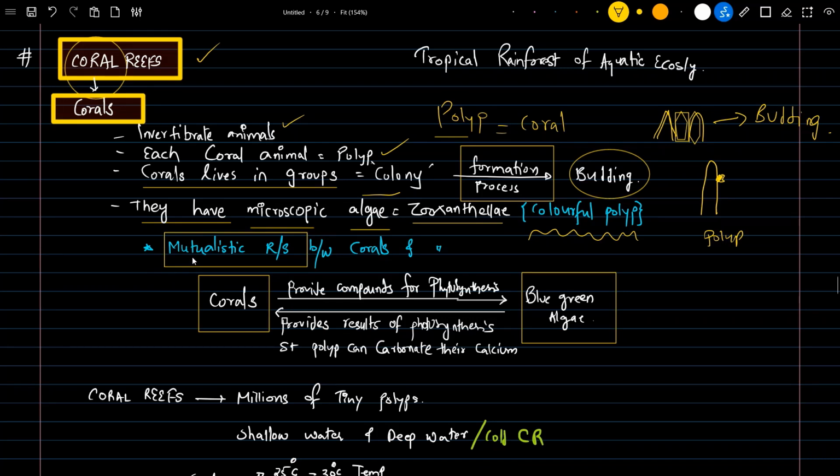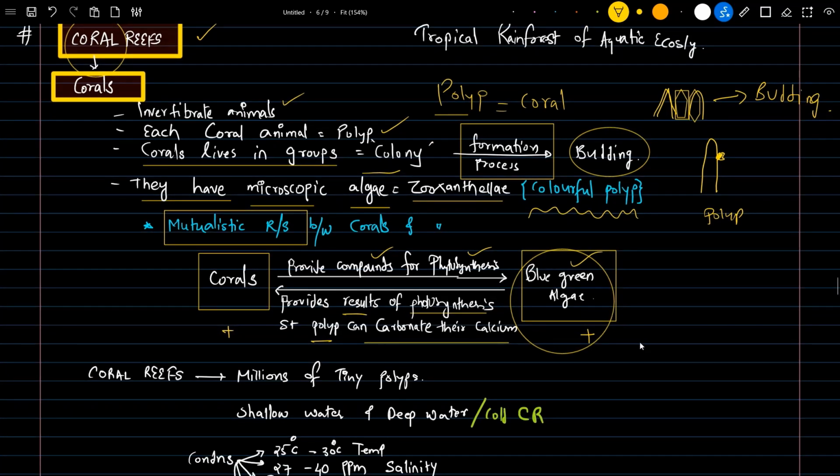So what does mutualistic mean? Both will be benefited, plus plus. So what does coral do? Coral basically provides components to the blue-green algae, with which the blue-green algae is able to perform photosynthesis. Similarly, after performing photosynthesis, this blue-green algae, zooxanthellae, provides the results of this photosynthesis to the polyp so that it can carbonate their calcium. So here both are getting benefited, which is a mutualistic relationship.